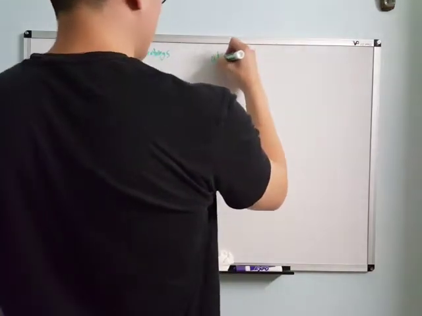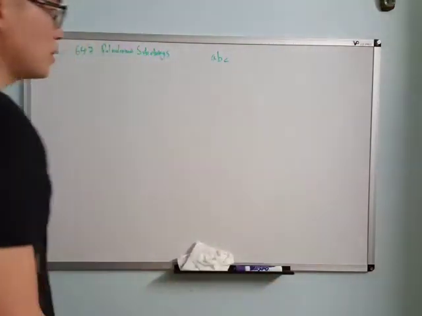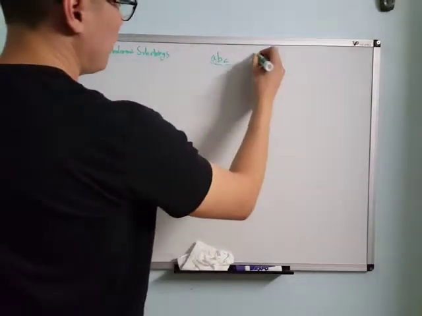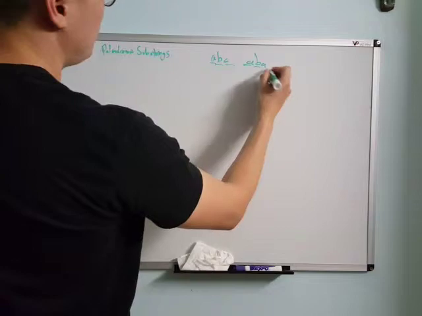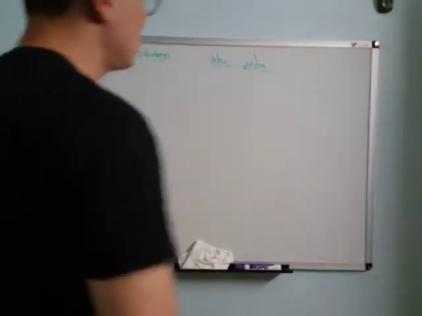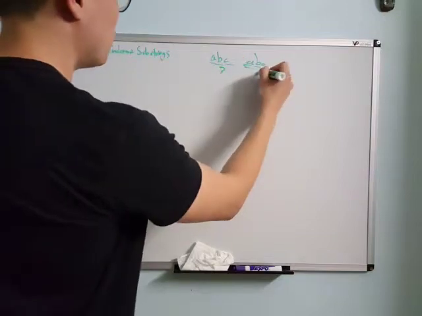So in a string like ABC, there's 3 palindromic substrings. There's A, there's B, and there's C, right? In ABA, there's A, there's B, there's A, there's ABA, so there's 4. So this one has 3, this one has 4.